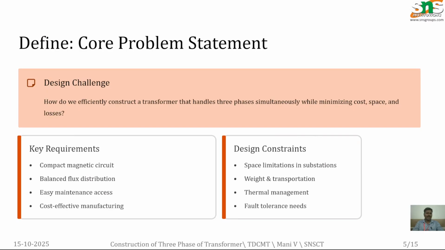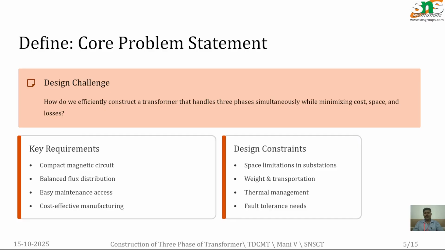Based on this empathy, we have to define how the electrical energy can be transferred from one circuit to another circuit without changing the frequency, with minimal cost, minimal space and minimal losses. That means high efficiency. The main requirement is a compact magnetic circuit, the flux distribution between the primary and secondary should be balanced, and it should be very easy to maintain and service.